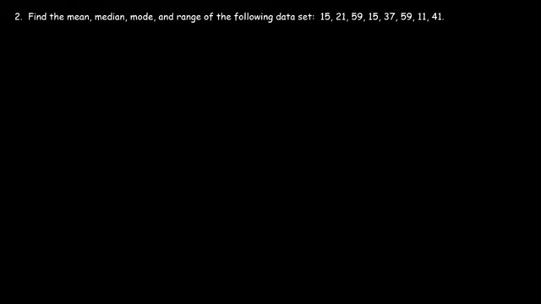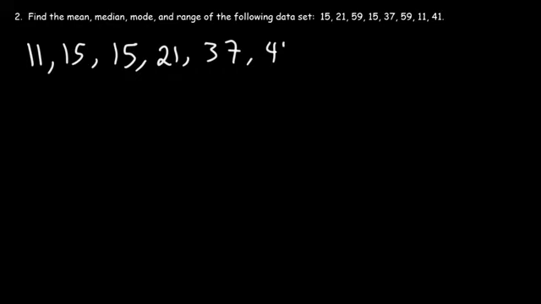Now let's move on to number 2. Now this is going to be a similar problem, but it's not exactly the same. As you can see, we have 8 numbers in our data set as opposed to the 7 that we had previously. So let's begin by putting these numbers in order. So the lowest number is 11, and then the next number is 15, and then we have 21, and then 37, 41, and 59.